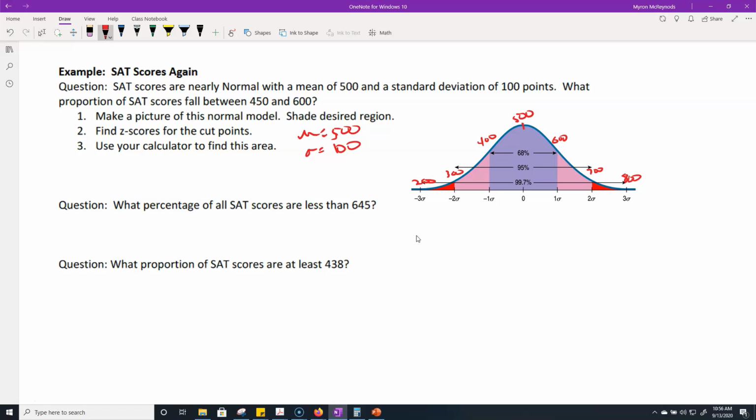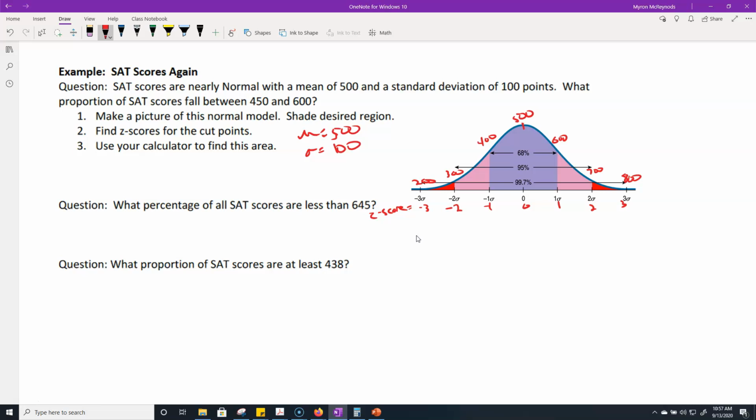And for the cut points, the z-scores would be -3, -2, -1, 0, 1, 2, and 3, right? So that would be your z-score at those various points. And then they're saying to use the calculator to find the area for each of these questions.